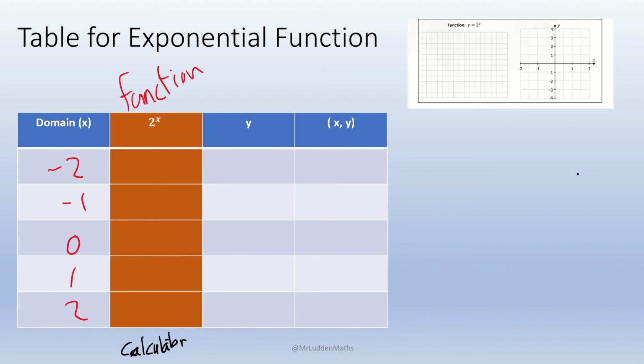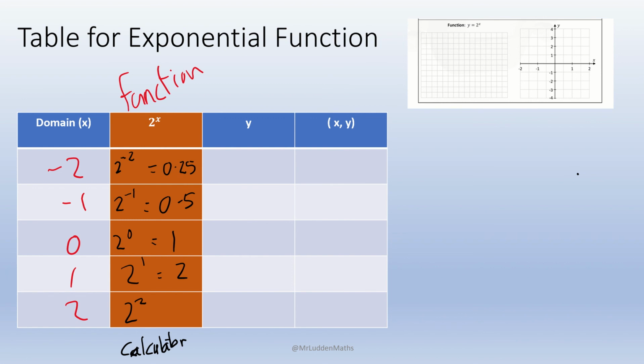So if you go 2 to the power of -2, I'm just going to put what you're actually putting into your calculator. You're going to get 0.25. If you put 2 to the power of -1, you are going to get 0.5. If you put 2 to the power of 0, you're going to get 1. If you put 2 to the power of 1, you're going to get 2.